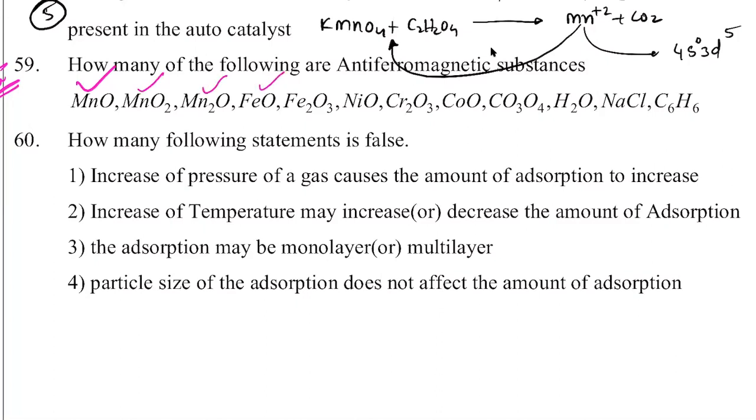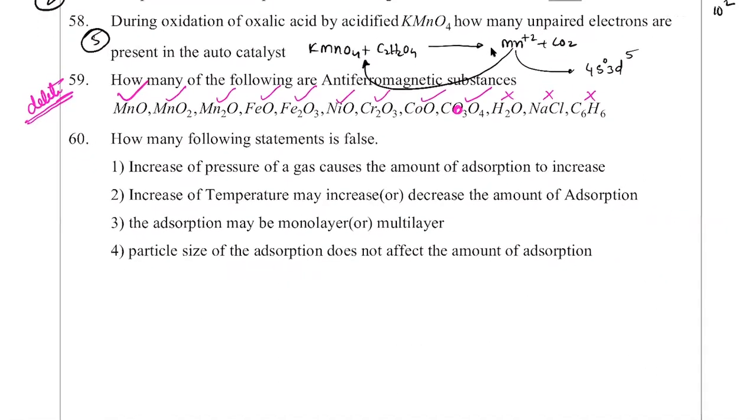Mn2O, FeO, Fe2O3, NiO, Cr2O3, CoO, cobalt, this is Co3O4, this one will show. Water, not. NaCl, not, and this one, no. These are all diamagnetic. Okay. So just note that, but learn it for advanced. But I don't think that is needed for JEE Mains here. Okay.